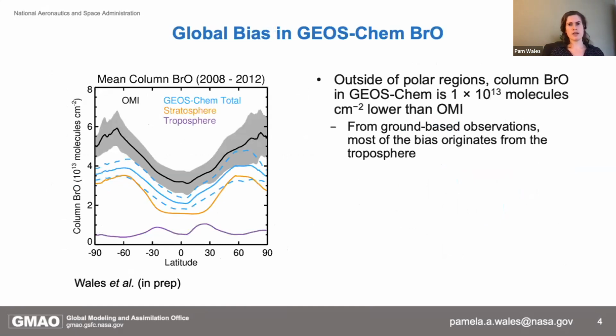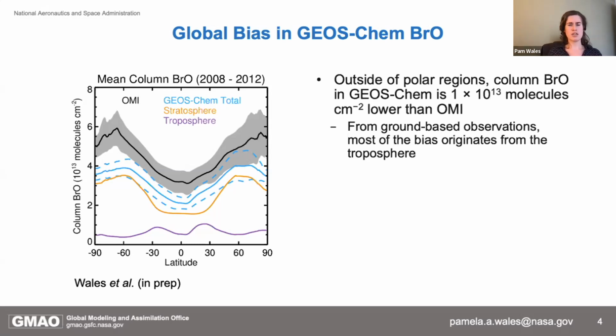We found that overall column BrO in GEOS-Chem is biased low with respect to OMI. In black, I have the mean column BrO as a function of latitude from OMI. The gray is the standard deviation. And from GEOS-Chem, the majority of the column is in the stratosphere. This is in relatively good agreement with some stratospheric column measurements from ground-based instruments. But the troposphere is fairly low.